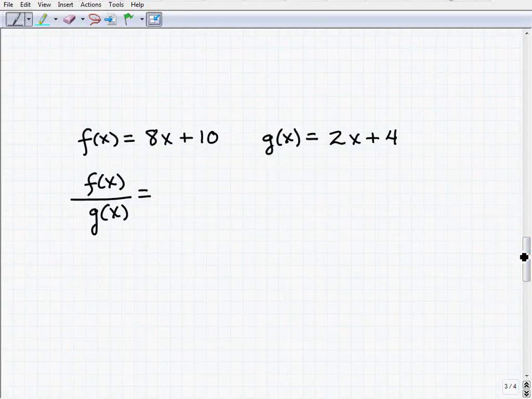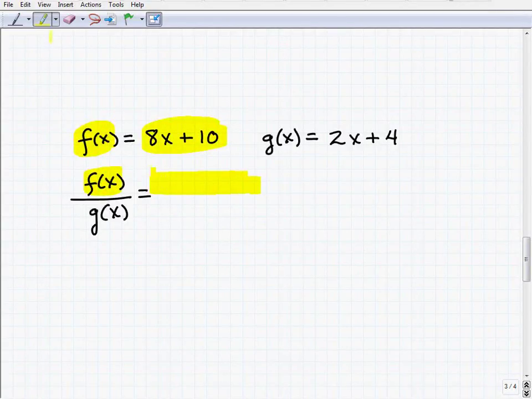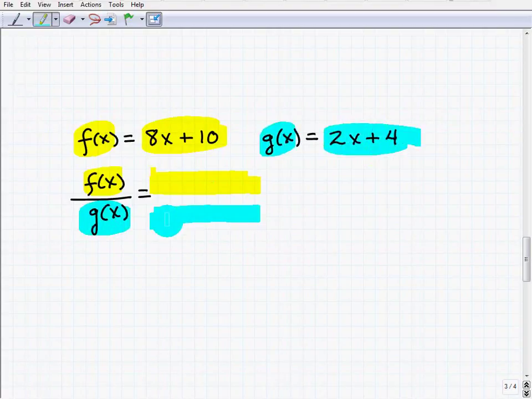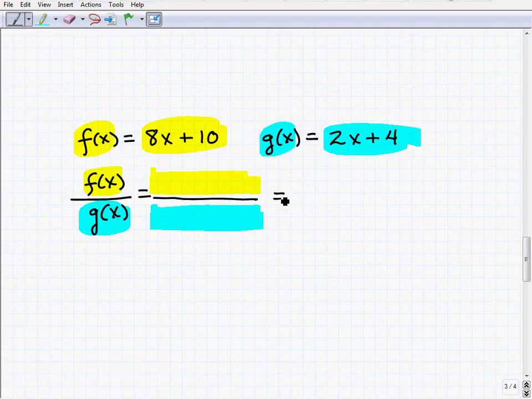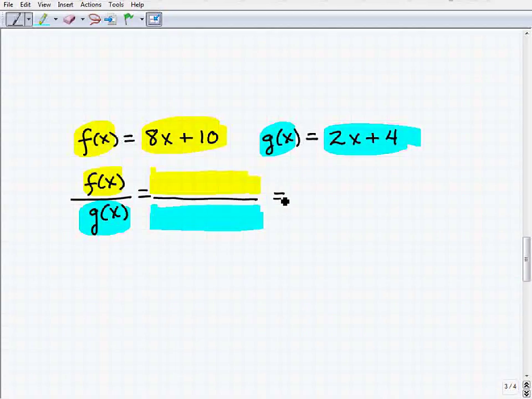This time we're going to divide two functions. We have the function f of x, and here it is, 8x plus 10. You're going to want to write that there, and then we're going to divide it by g of x, and that's 2x plus 4. So we're going to set it up. Why don't you go ahead and set it up? There'll be the division sign here, and then you want to go ahead and simplify your result. Let's see how far you get here.